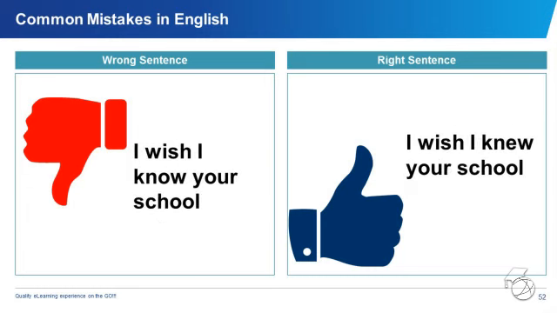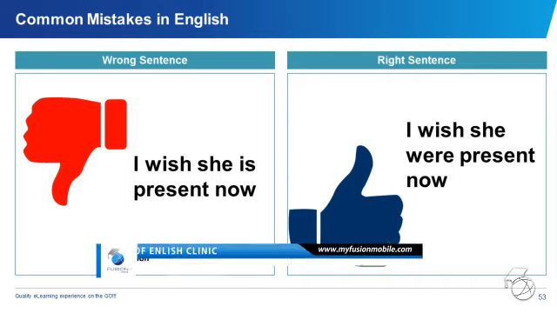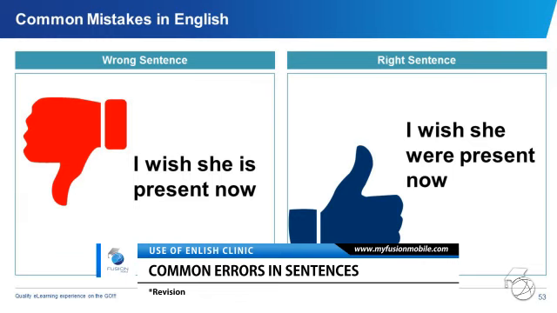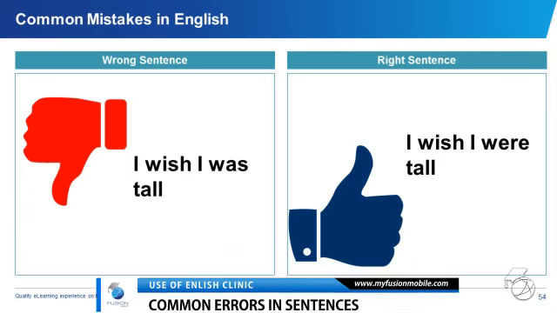I wish I know your school is wrong. I wish I knew your school is correct. I wish she is present now is wrong. Rather, you say, I wish she were present now. That is correct. You do not say, I wish I was tall. Rather, you say, I wish I were tall.